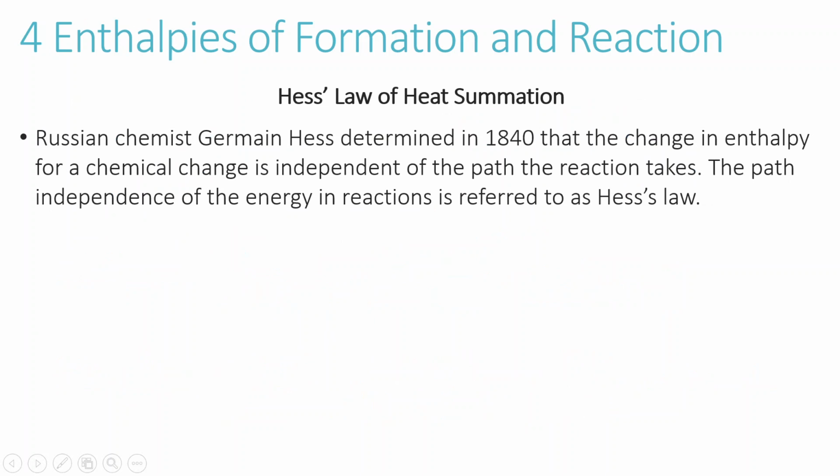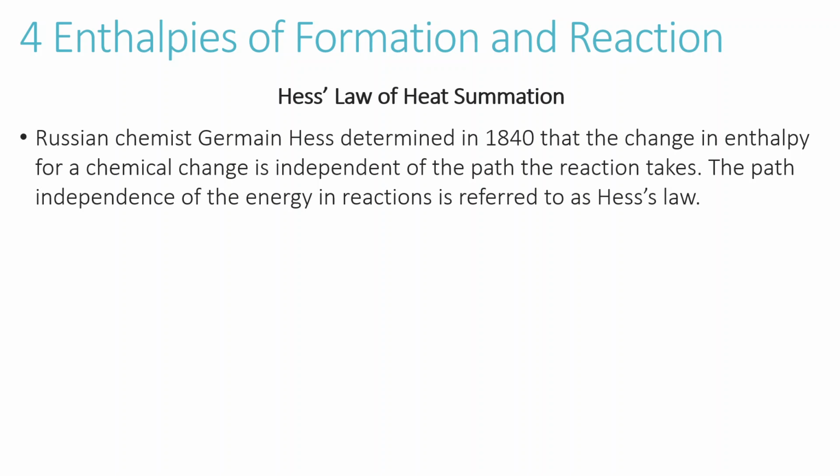So we're going to be working on classwork 4, which is enthalpies of formation and reaction. So again, we're looking at ways that we can calculate the heat change for chemical processes without having to do experiments. So one way that we can do that is called Hess's law of heat summation. So this was a Russian chemist who determined that the change in enthalpy for a chemical change is independent of the path that the reaction takes. The path independence of the energy in reactions is referred to as Hess's law.